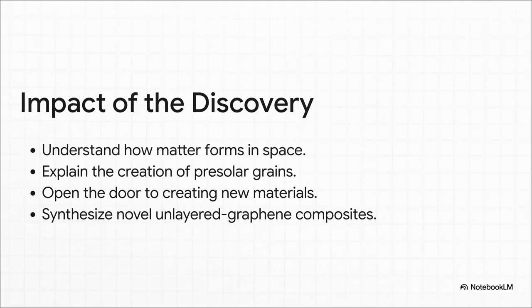So what's the big takeaway here? Well, this research does a lot more than just explain stardust. It fundamentally changes how we understand the behavior of carbon. And by mastering this process, by learning to control these cooling rates, we might be able to create entirely new kinds of carbon-based materials right here on Earth. Materials with properties we've never even seen before, like composites made from unlayered graphene.